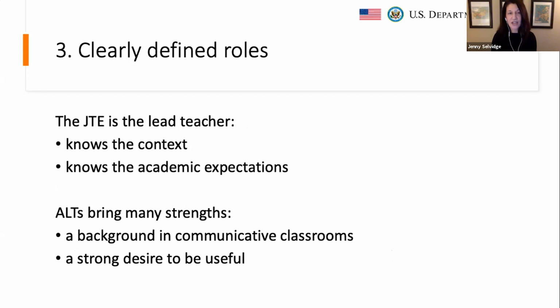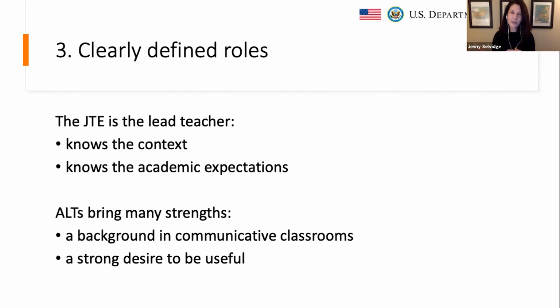So both people need to have a clear idea of what their roles are in the class. The JTE is the lead teacher here for many, many reasons. They're the expert, right, of Japanese education. The JTE knows the context. It took a lot of conversations and a lot of visits to schools for me to even start to understand the context of Japanese schools. And the JTE knows all of that. So they know what needs to happen, or they know the boundaries, or they know the expectations from the principal or the BOE.